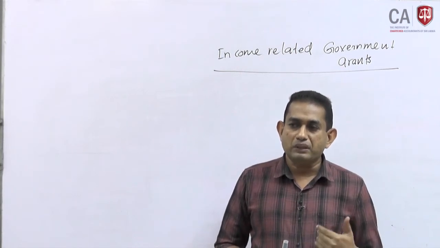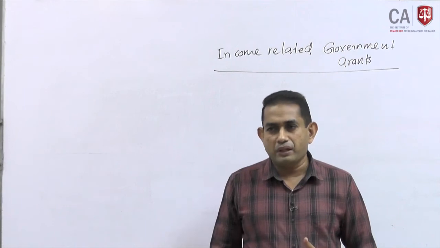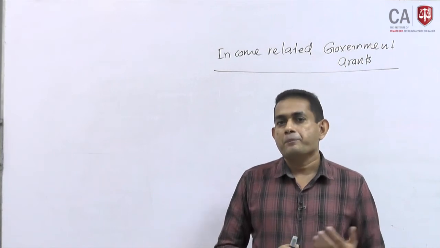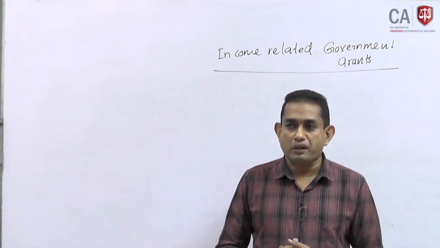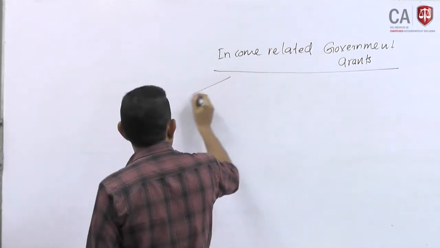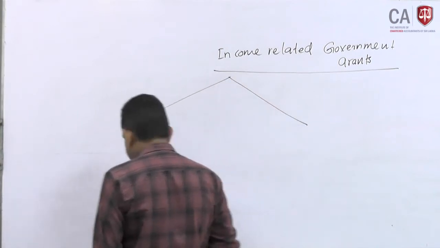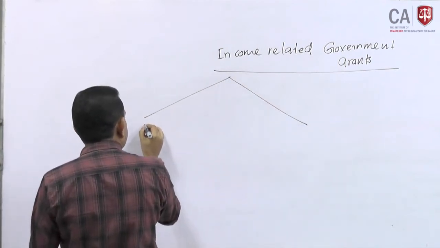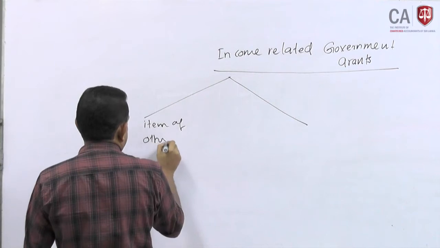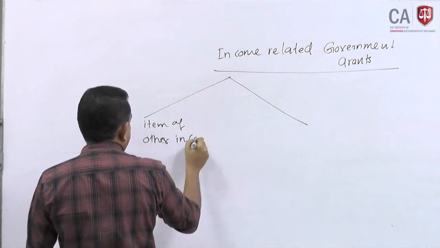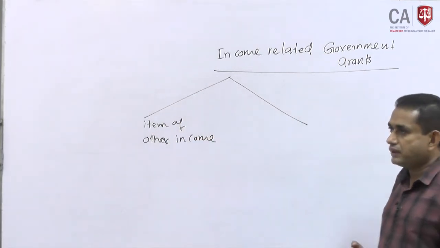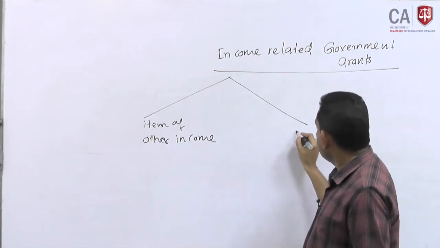And if the government is supporting the garment factories in Sri Lanka to get their materials at the cost of the government, once again what is it? It is an income related government grant. So, we have two accounting methods. What are these two accounting methods? Either it can be recognized as a separate item of other income, or it can be recognized and presented in the financial statements as a deduction from the related cost.